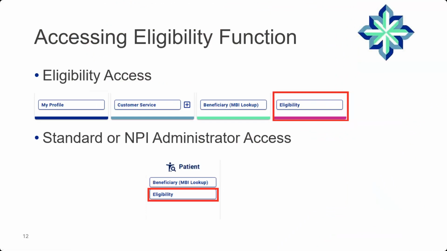So if you know that person's Medicare number, you can go straight to the eligibility check option. For eligibility users, it's going to be the last option on the right of their home screen. And for standard users and MPI administrators, this is going to be the second option in the patient card.